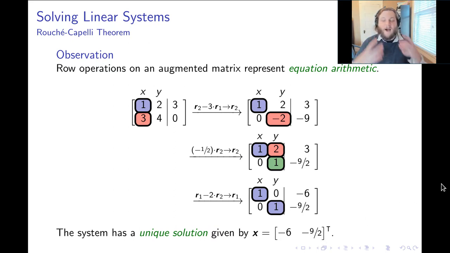So we know that we have a unique solution given by -6, -9/2. So this is the power of the Gauss-Jordan algorithm. It takes a system that starts off as something ugly, where it's completely non-obvious what the solutions are, and it turns it into something that's much nicer. And by much nicer, I mean reduced row echelon form, where we know exactly how to analyze the system.